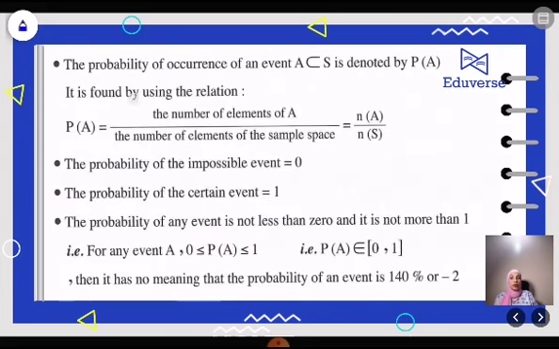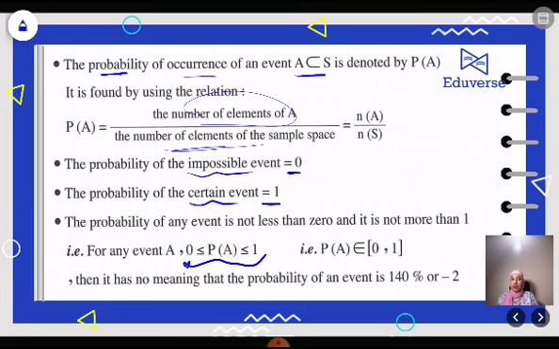Let's talk more about probability here. Probability of occurrence of an event, which is a subset of the sample space, will be the number of elements of this event over the number of all the elements in the sample space. As I told you, the impossible event is 0, the certain is 1. Any probability should be between 0 and 1. It can be 0 if it's impossible, it can be 1 if it's certain.